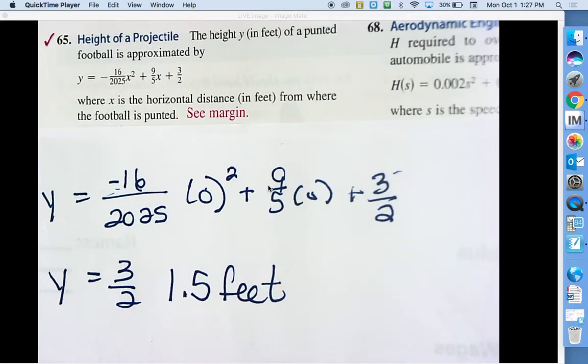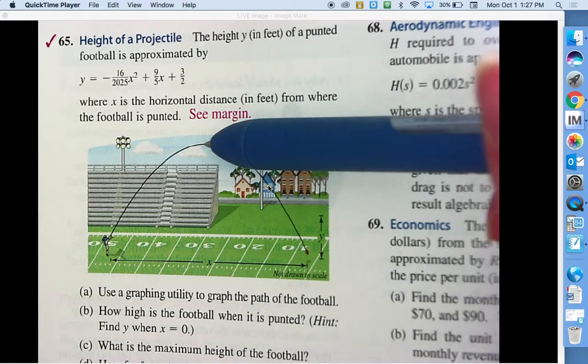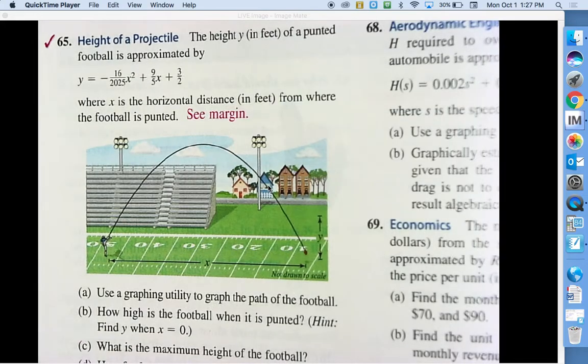The next question, part C, says, what is the maximum height of the football? And looking at the picture, we know the maximum height occurs at the top. And in your calculator, there is a maximum function that'll get it for you. But what are you actually finding when you're finding the maximum of a parabola? The vertex. Do we know how to find the vertex algebraically, Brandon?